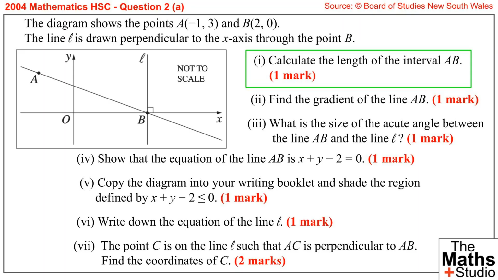Question 2, Part A. The diagram shows the points A(-1, 3) and B(2, 0). The line L is drawn perpendicular to the x-axis through the point B. Part 1. Calculate the length of the interval AB.